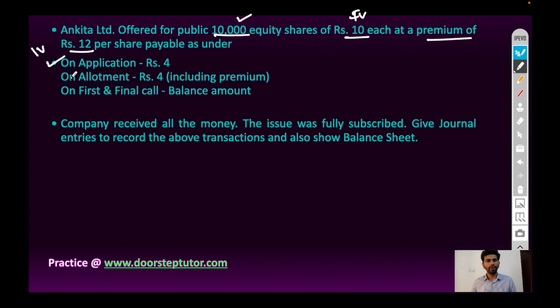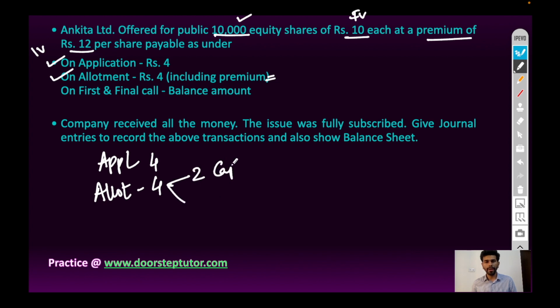On application 4 rupees, on allotment 4 rupees including premium. So application money is 4 rupees. Allotment money is 4 rupees. Out of 4 rupees, 2 rupees will be credited to the capital account and the balancing 2 rupees will be the premium amount, including premium. On first and final call, the balance amount, so call money is 4 rupees.